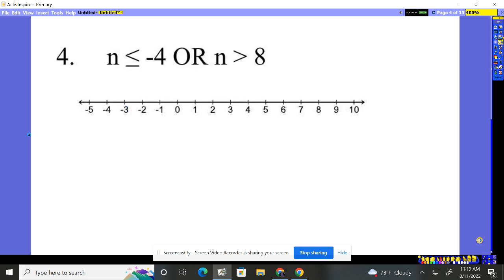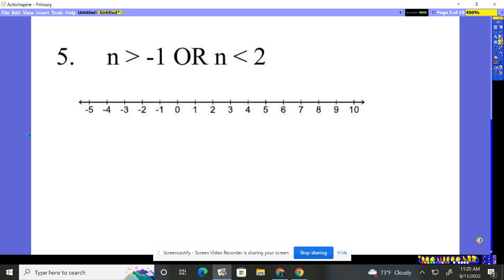This is an OR, so it's going to be going both directions, left and right. N is smaller than or equal to -4. So here's -4. It includes it, and it's going to the left. Or n is bigger than 8. Does not include it, doesn't have an or equal to on it, bigger than 8, so it's going that way. So there's number 4's graph.